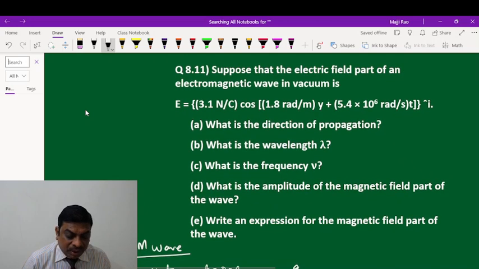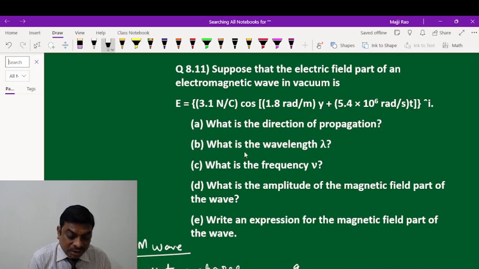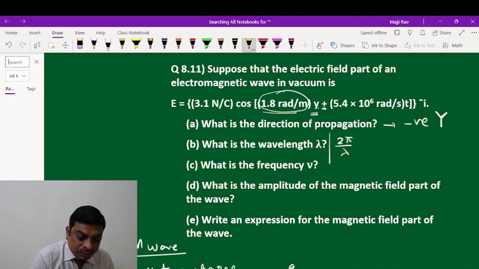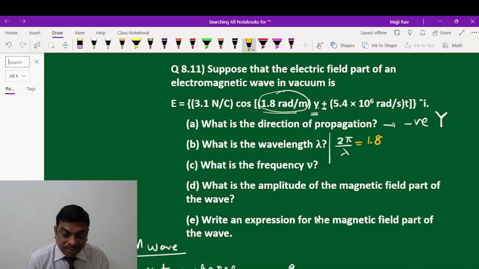Suppose that the electric field part of an electromagnetic wave in vacuum is this. What is the direction of propagation? You can see, students, y is coming and plus is coming. So it is along the negative y direction. So this is along the negative y axis, we all know. Then what wavelength? Wavelength you can obtain from this. The coefficient of y is k, basically k is 2 pi by lambda. So 2 pi by lambda is basically 1.8. So from here you can find lambda in meters, of course, students.